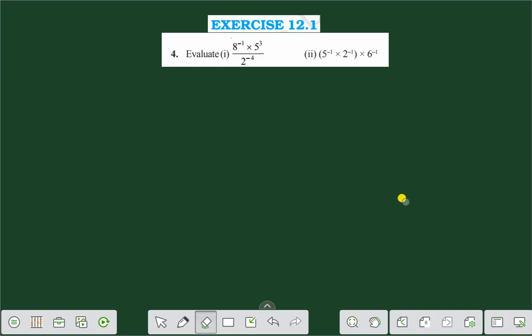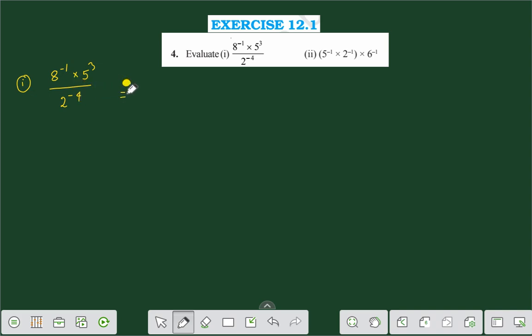Hello everyone. Today I'll discuss exercise 12.1 question number 4, that is evaluate. Let us evaluate question number 1. Question number 1 here you see is 8 to the power minus 1 into 5 to the power 3 divided by 2 to the power minus 4.